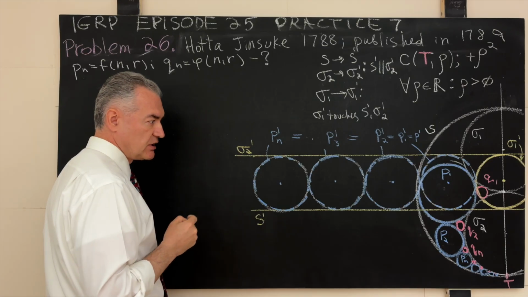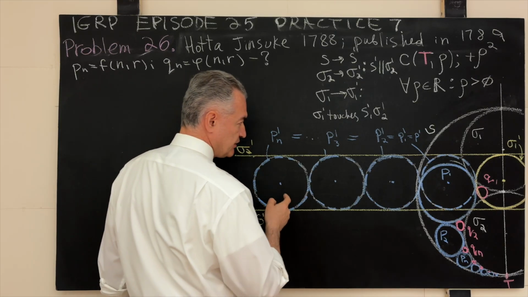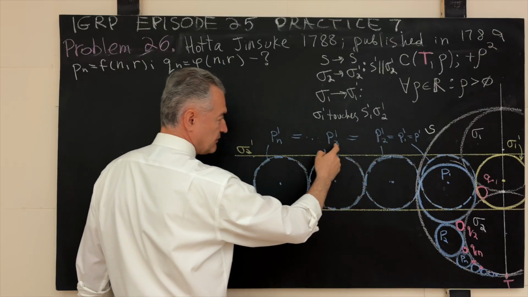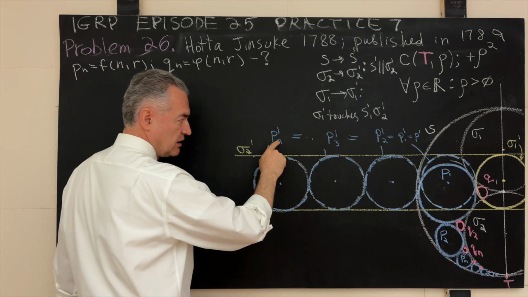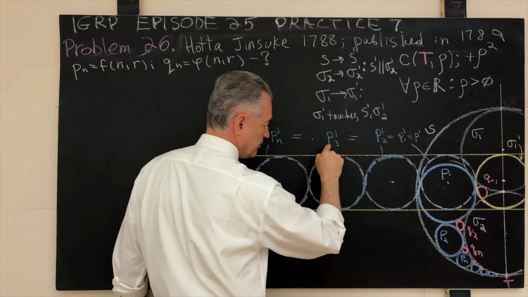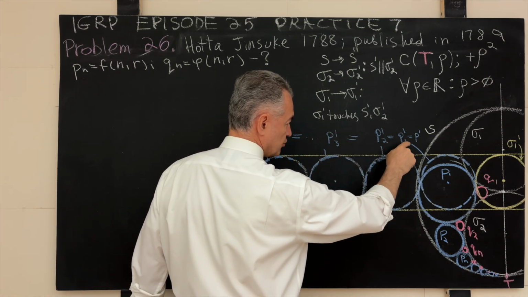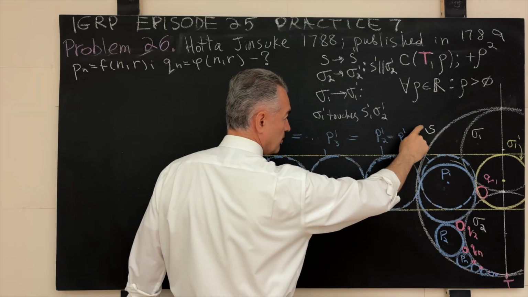Exactly. Once you generated this explanation, you will see that we can designate the length of the radius of each reflected circle, P prime n, P prime k, P prime 3, P prime 2, P prime 1, and so on, with just one number, P prime.